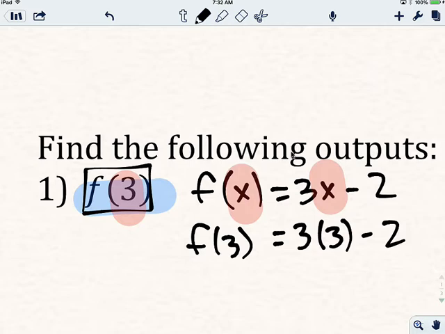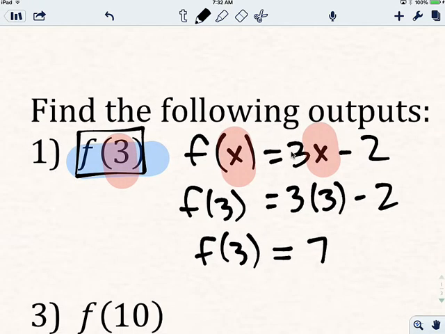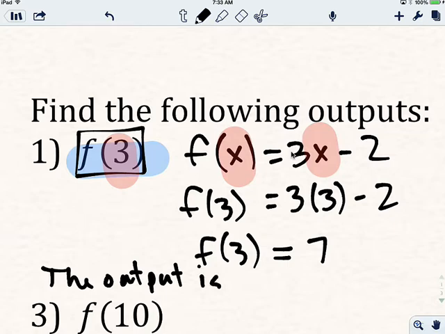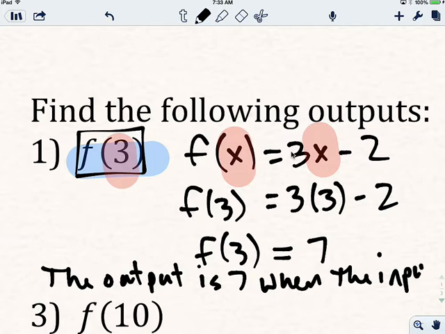And so then I just calculate. I see 3 times 3 minus 2. 3 times 3 is 9, minus 2 is 7. And so I have f of 3 is 7, which literally says the output is 7 when the input is 3. And so that's kind of what you can think about when you think about this function notation. F of 3 is the output when the input is 3, and it just turns out that it is 7.